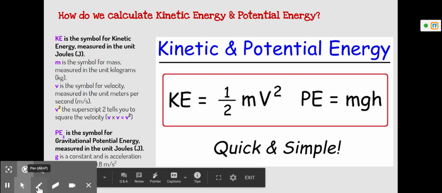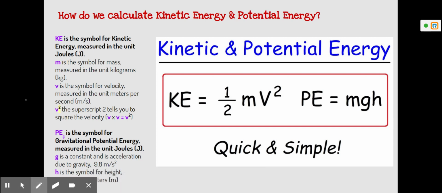How do we calculate kinetic energy and potential energy? KE is the symbol for kinetic energy. Kinetic energy is measured in the unit joules, just like all other forms of energy are measured in the unit joules. Joules is abbreviated capital J. Joules is the metric unit energy is measured in.